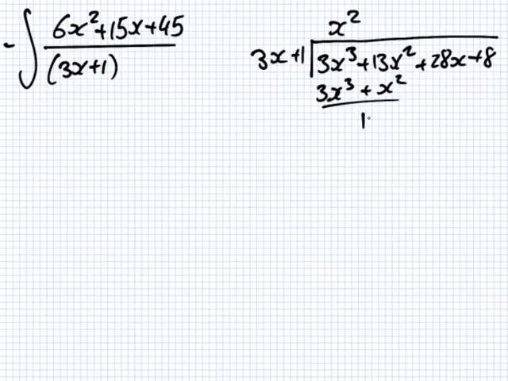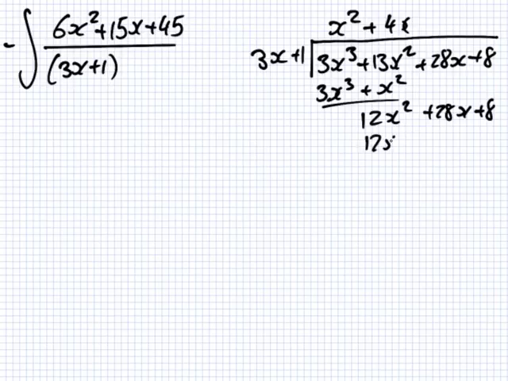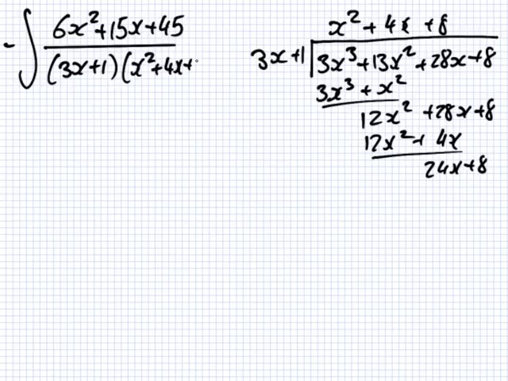That leaves me with 12x squared plus 28x plus 8. So this one has to be a 4x. That's 12x squared plus 4x, leaving me with 24x plus 8. So it has to finish with an 8. That will make 24x plus 8, which is the 0. So that is the second factor here. Definitely can't use our cover-up method because this is quadratic.